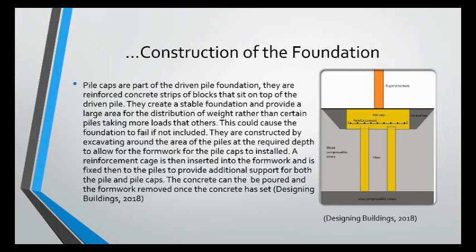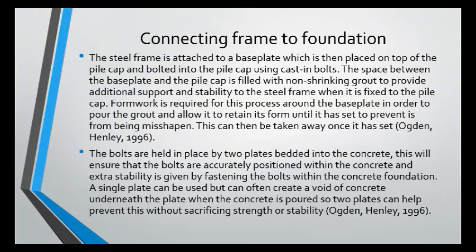Formwork is used for when the concrete is poured, so it can take the shape as is required, but will then be removed when the concrete is set. Steel columns are attached to the pile caps using base plates, which are fixed on top of a layer of grout to provide stability and support for the column. Bolts are held in place within the concrete using two steel plates, which ensure bolts are accurately positioned.